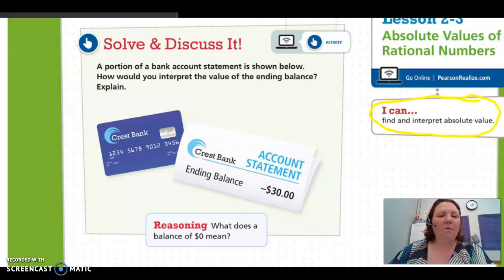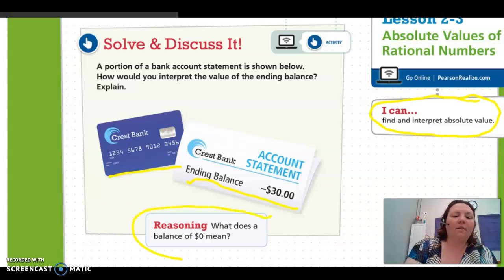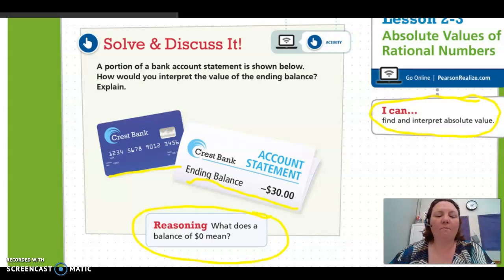Solve and discuss. A portion of a bank account statement is shown below. How would you interpret the value of the ending balance? So you can see here they show us that this person must have gotten a credit card, and now it looks like they have an ending balance of negative $30. Take a minute to think about for yourself, what does that negative $30 mean? And then asking yourself and writing a reflection for yourself in your math journal, what does a balance of $0 mean?